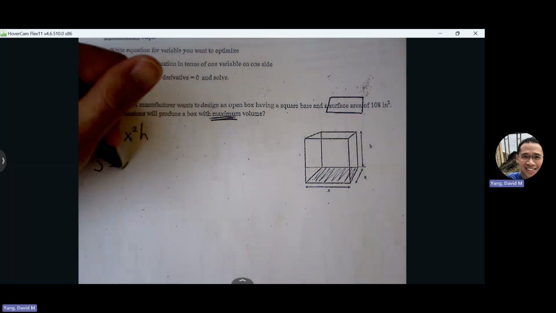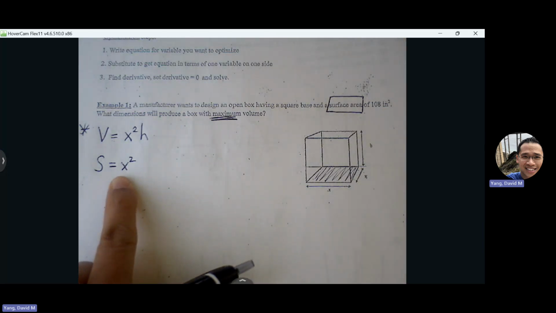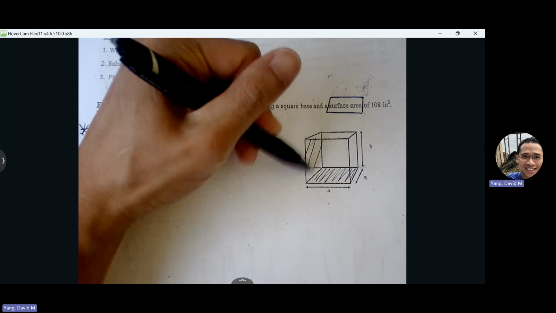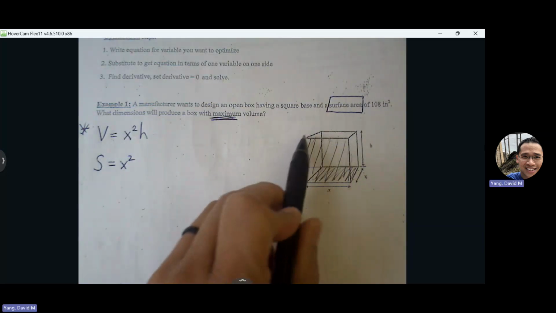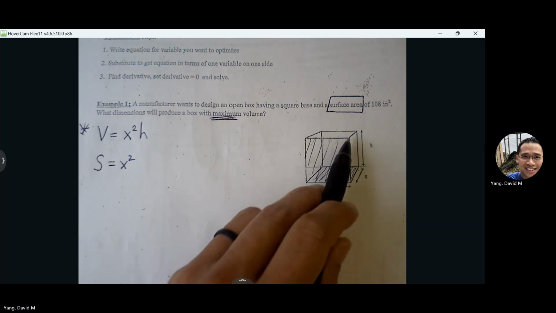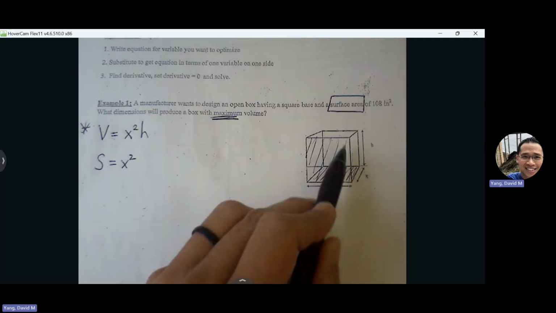X squared. Okay, so that's one surface area. We have 5 more to go. What's the one facing us? This one that's facing us here. What's the area of this box? X times h. Okay. How many of this area do we have?